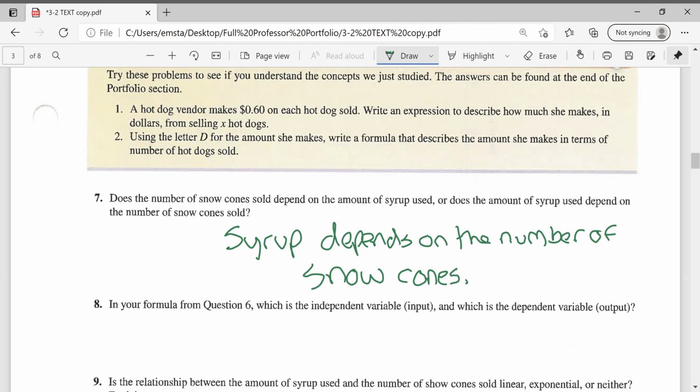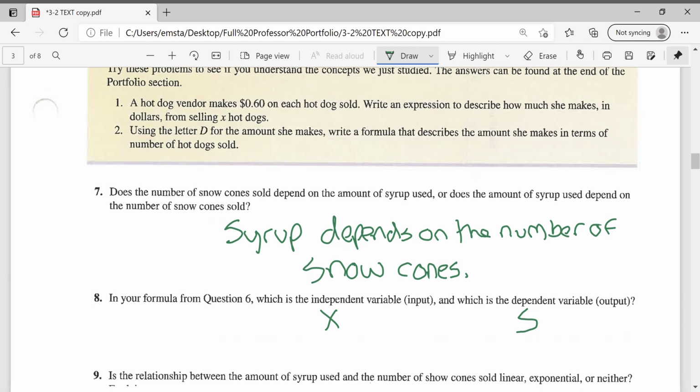Question number 8 says, in your formula from question 6, which is the independent variable and which is the dependent variable? X is my independent variable. That's the number of snow cones sold. And S is the dependent variable, the amount of syrup. So I put in how many snow cones I'm going to sell, and out will come how many ounces of syrup I need.